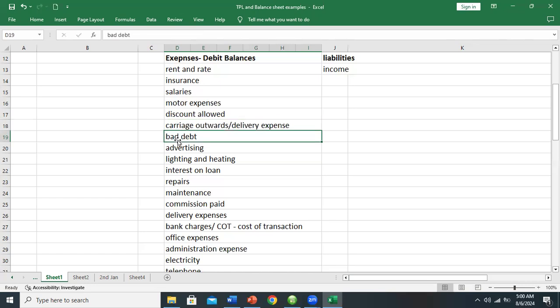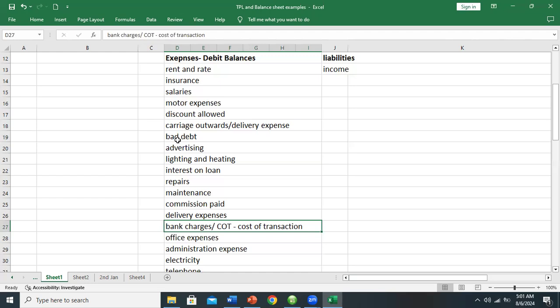Then we have bad debt. We will speak more about bad debt, but simply, when you see bad debt, it means a debt that cannot be recovered. A customer owes the business, but because, for example, the customer is dead, the business cannot retrieve the money. So the debt becomes bad or irrecoverable. We have advertising, lighting and heating, interest on loan. Yes, when the business takes loans and we are charged some interest. Repairs and maintenance, commission paid, the opposite of commission received, right? So the delivery expense is popping up here again.